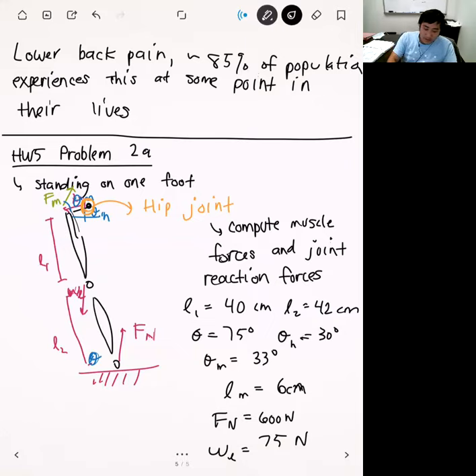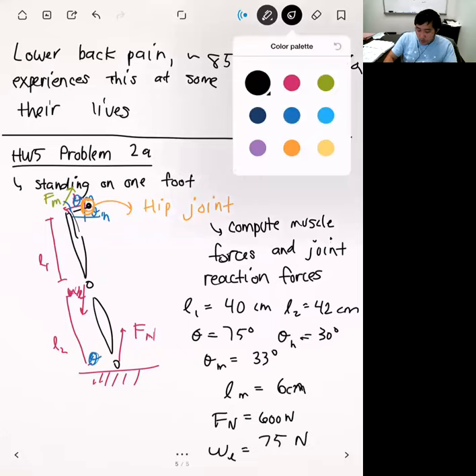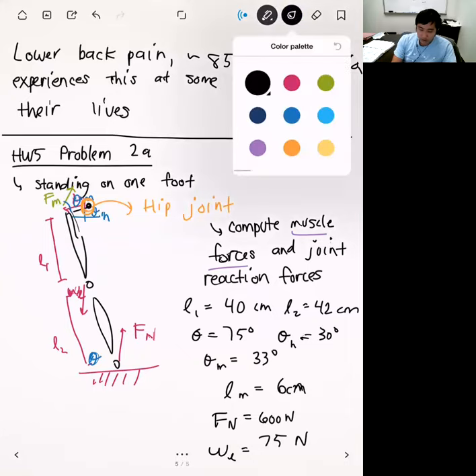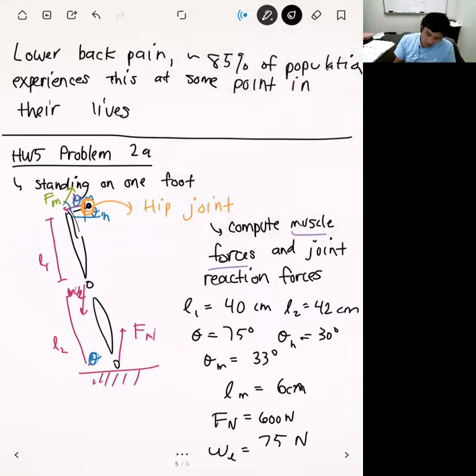We can now start to solve this. First, just like we always do, let's solve for the muscle force by summing the moments around the hip joint. Let's go ahead and do that on the next page.